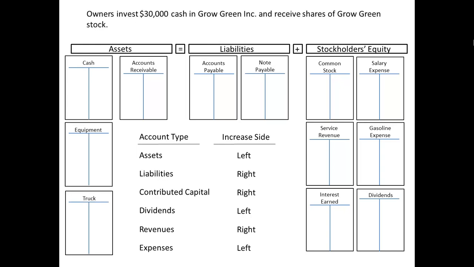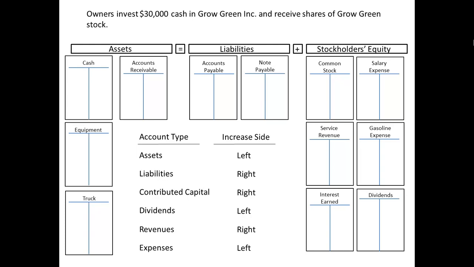Here's how the system works. We'll use Grow Green Ink again, and the same transactions that we used in a previous applet. The first transaction occurred when Grow Green received cash from owners and issued shares of Grow Green stock. We have to spread the ledger pages out so that you can see them, but remember that in order to fit the accounting equation on the desktop, we put the pages in a binder called the ledger.